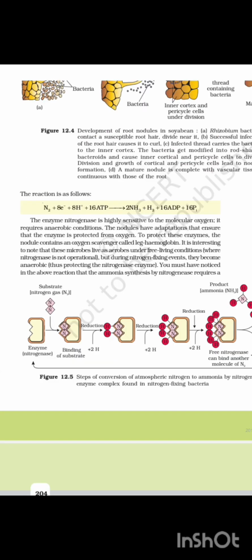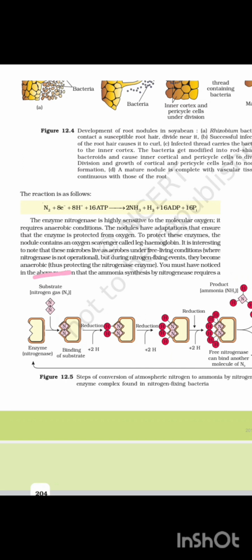The enzyme nitrogenase is highly sensitive to molecular oxygen. It requires anaerobic conditions. The nodules have adaptations that ensure that the enzyme is protected from oxygen. To protect this enzyme, the nodule contains an oxygen scavenger called leghemoglobin. It is interesting to note that these microbes live as aerobic under free living conditions where nitrogenase is not operational, but during nitrogen fixing events they become anaerobic, thus protecting the nitrogenase enzyme.